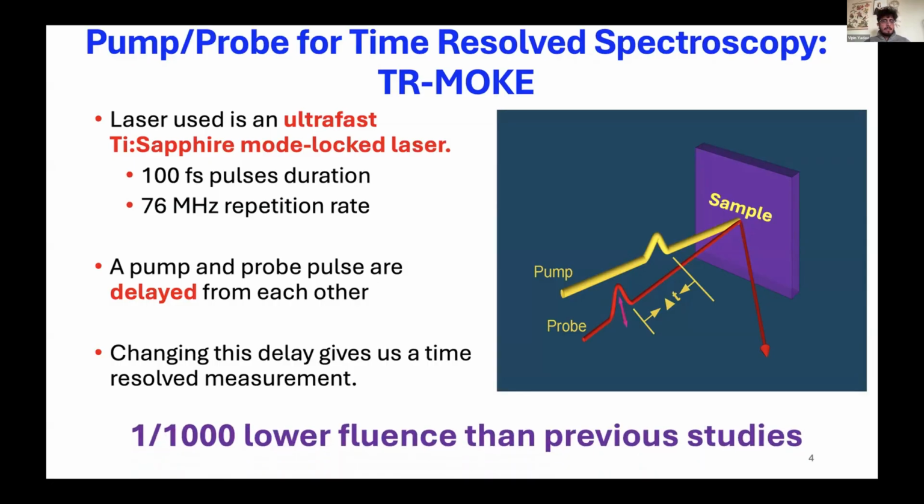And the new thing about our study is that the fluence regime we are working with is about 1,000 times lower than previous studies. It's in the lower range of microjoule per centimeter squared.